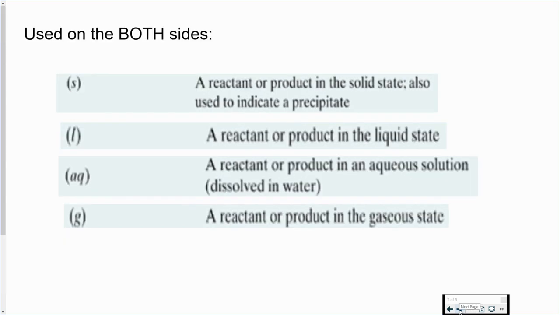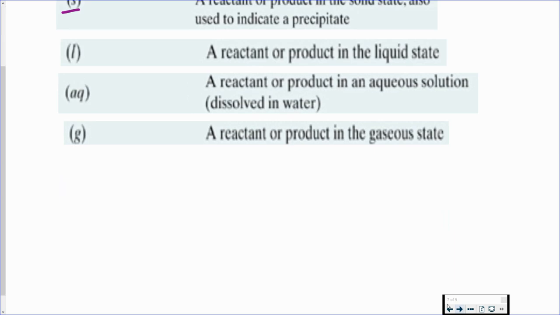And then the big side, we have these 4 different states. We use them on both sides. You use S for solid, L for liquid, AQ for aqueous, meaning that it's dissolved, it's in some kind of solution. Think of AQ, aka aqueous, as an aquatic state, so it is dissolved within water. And then G is for gases.